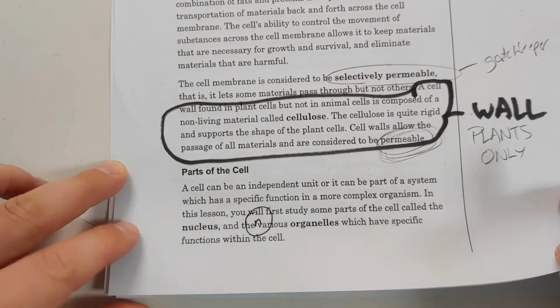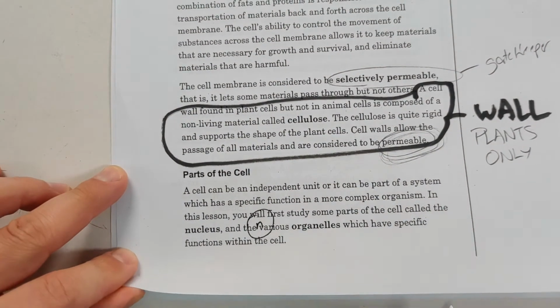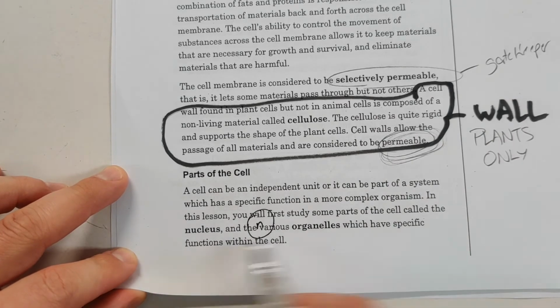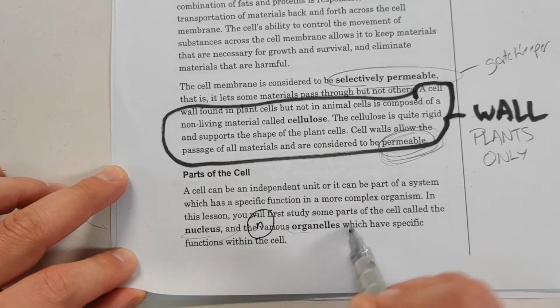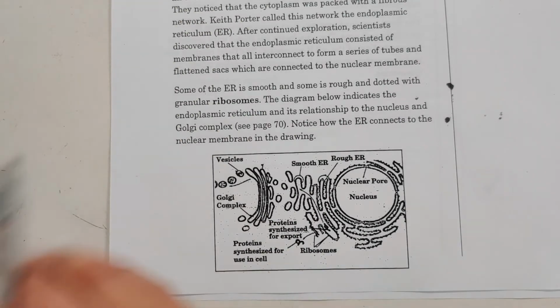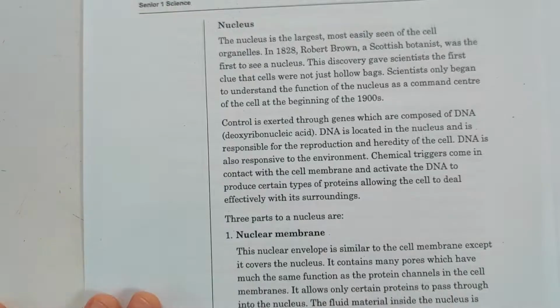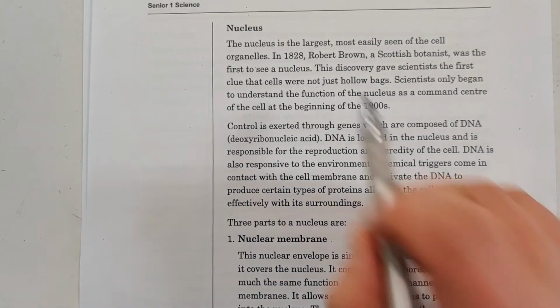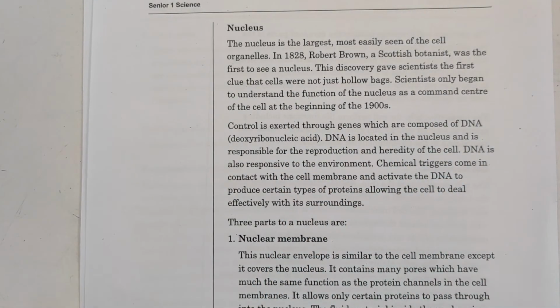Parts of the cell, we'll flip over here. The cell, the nucleus and organelles. Here we are. The nucleus is the largest and most easily recognized part of the cell. Here's some history about how it was discovered. This is important.